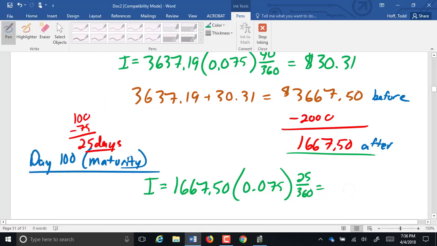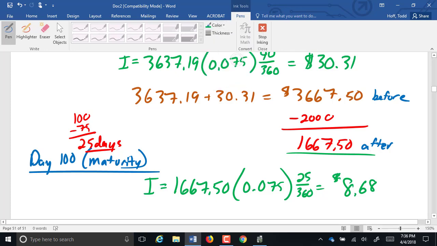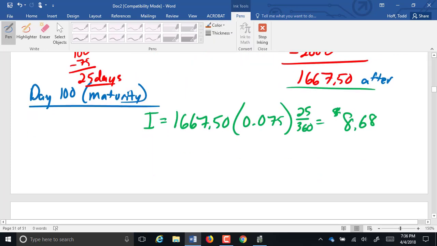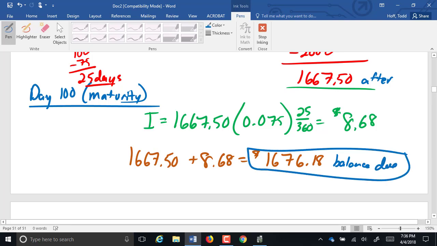It is $8.68. So we add that to our previous balance. 1667.50 plus 8.68. 1676.18 is correct. That is the balance, well, that is the balance due at the end. So that's our first answer.